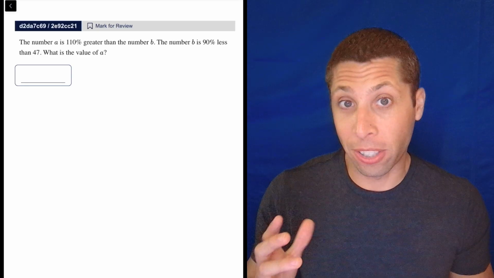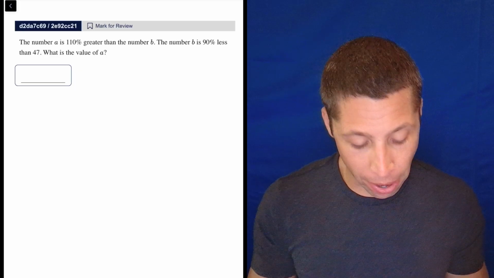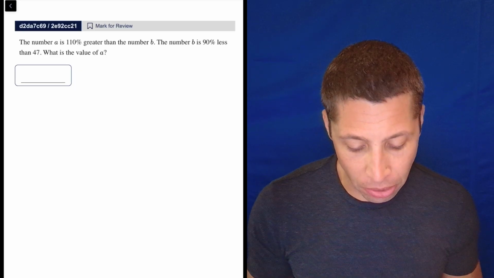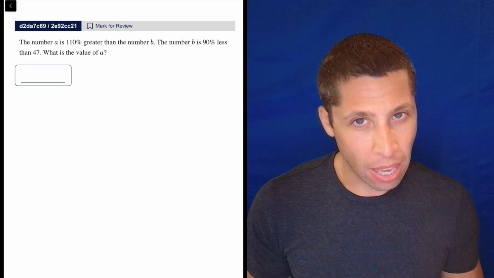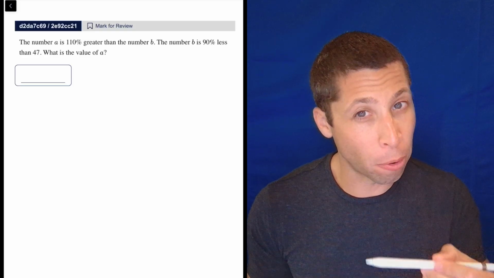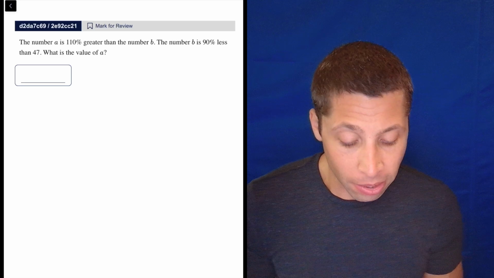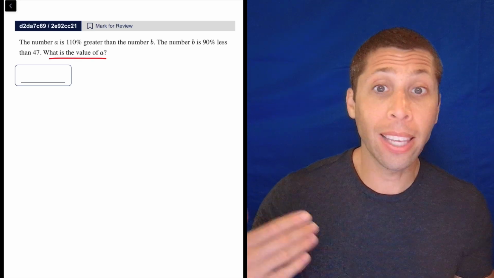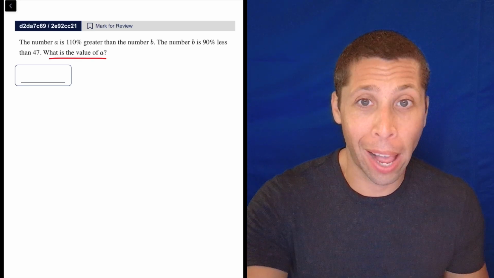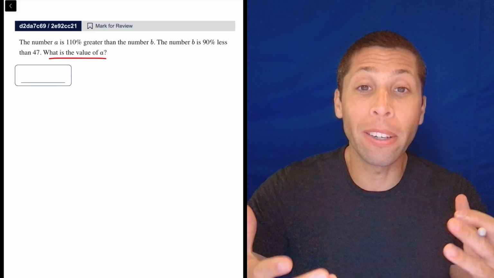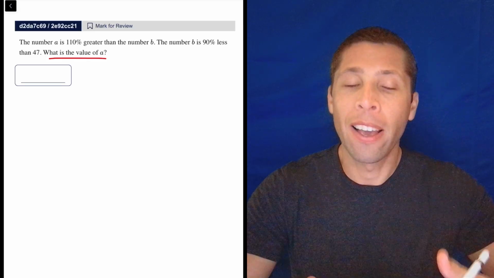Oh boy, I'd love to just get some numbers for A and B and then I can compare them. The reason I can't arithmetize here, though, is look at how this thing ends. The number B is 90% less than 47. So they're giving me a specific rule about B and they're relating it not to another unknown, but to a real number. Plus, what is the value of A? I can't make up a value for A if they're asking me for one, right? It means that there isn't this kind of ability to just say A can be anything. They're asking me for it.